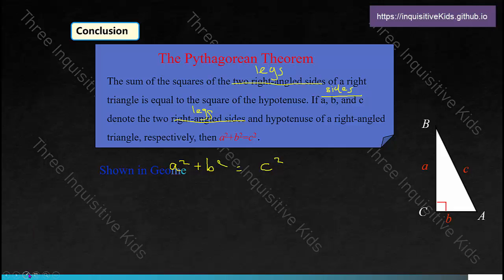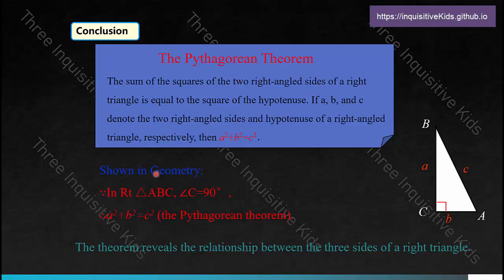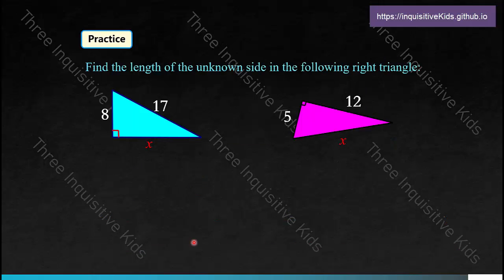So let me erase this, shown in geometry. In right triangle ABC, angle C equals 90 degrees, then A squared plus B squared equals C squared, the Pythagorean theorem. The theorem reveals a relationship between the 3 sides of a right triangle. Now, here's some more practice. Find the length of the unknown side in the following right triangle.